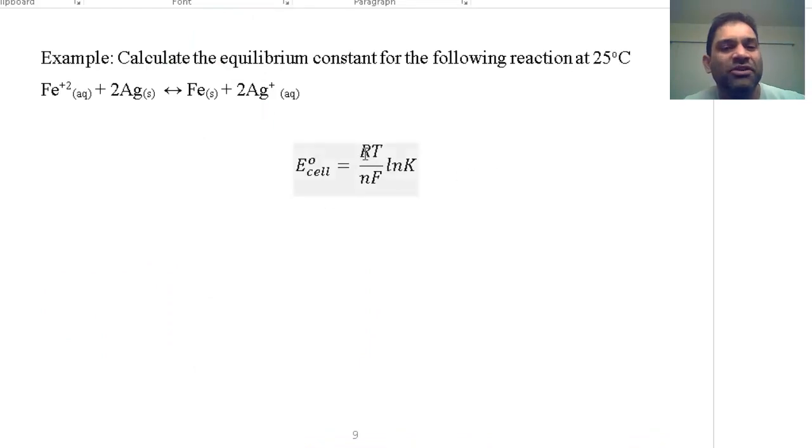So here's the equation I will use. R is a constant, will be given. Temperature will be in Kelvin. F is a constant, 96,500. And then n is the number of electrons transferred.